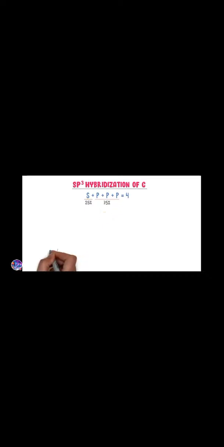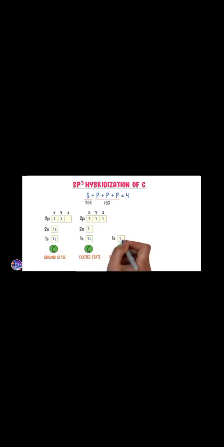For example, consider a carbon atom in the ground state. We know that there are 6 electrons present in carbon atom. In 1s, there are 2 electrons, and in 2s, there are 2 electrons, while in 2p, there is 1 electron in the x orbital and 1 electron in the y orbital. Now let's consider the excited state of a carbon atom. There are 2 electrons in the 1s orbital, while 1 electron from 2s jumps into the z orbital of 2p. This is the excited state of a carbon atom. The 1s orbital is already complete, having 2 electrons.